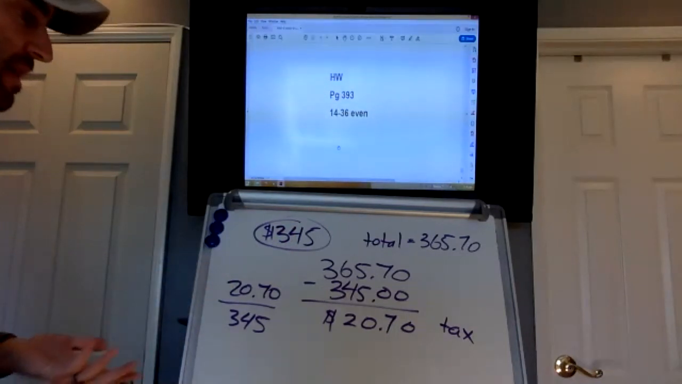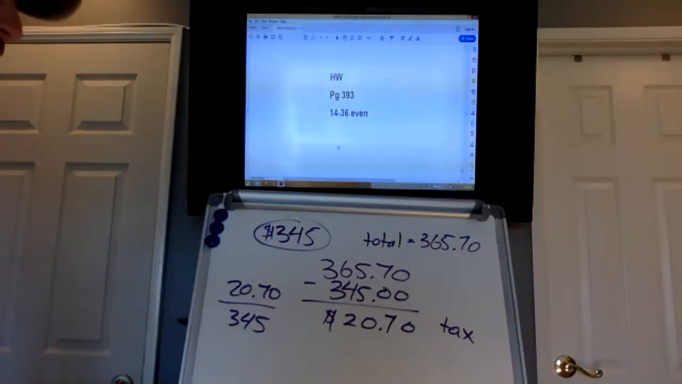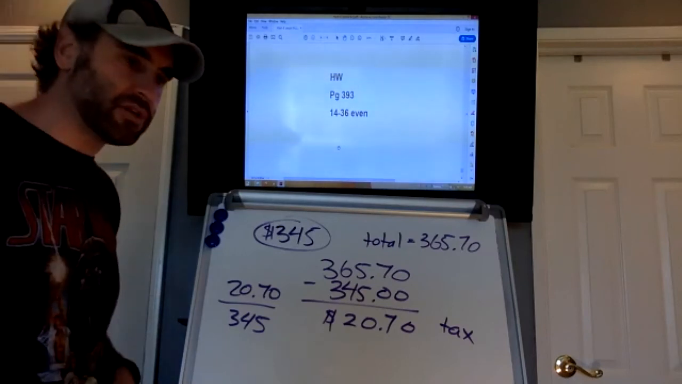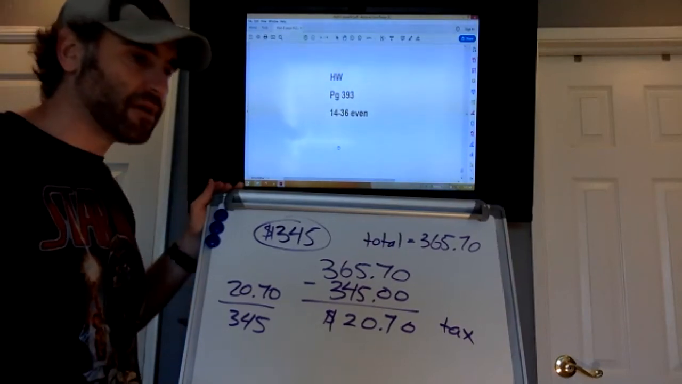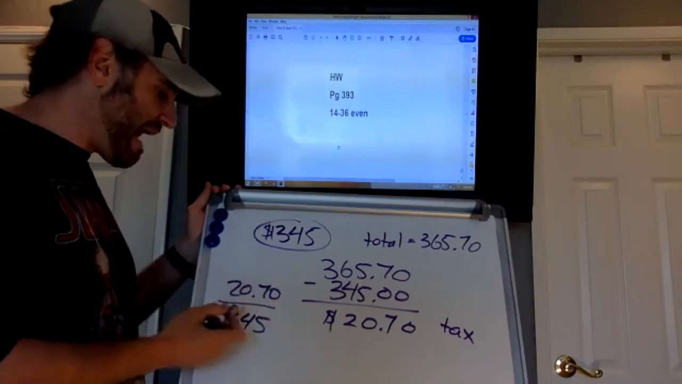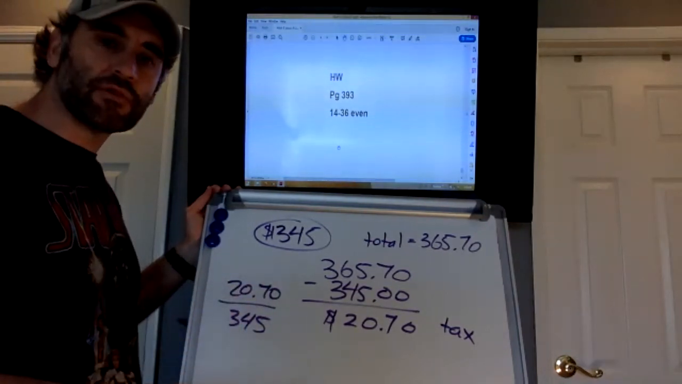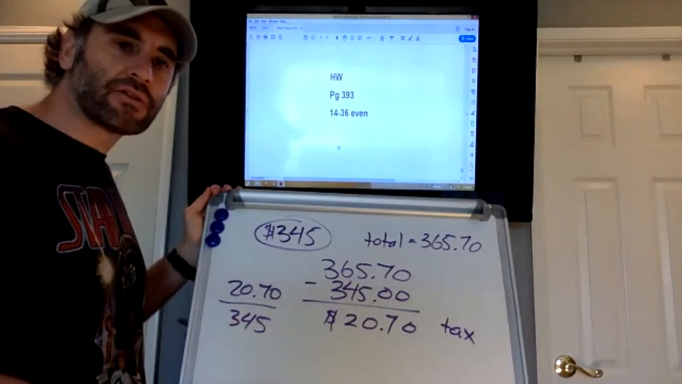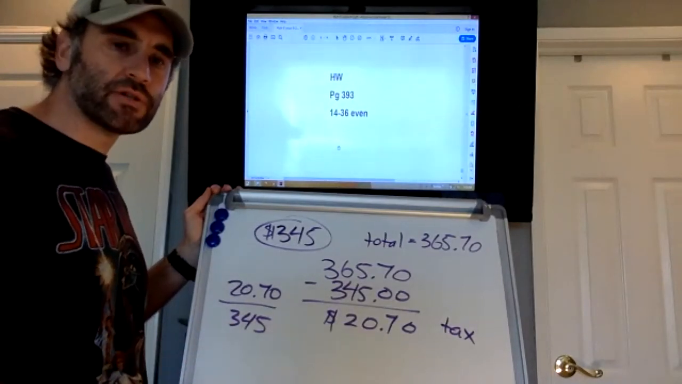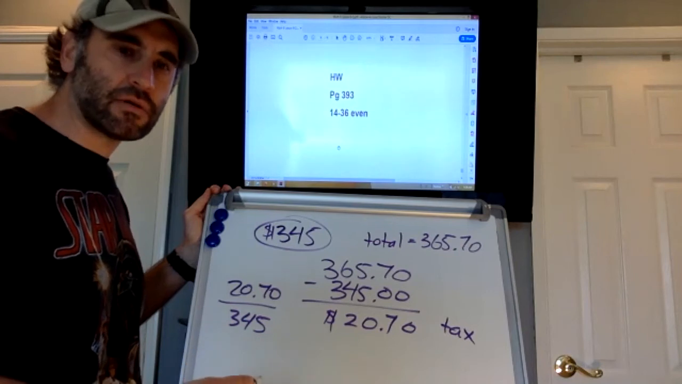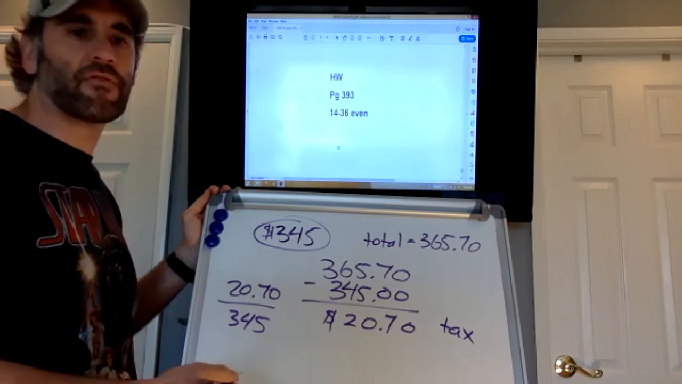But it's simply the formula for finding percent of tax, or increase or decrease, or discount, is the amount that you were taxed over the original, the amount of increase over the original, the amount of decrease over the original, the amount of discount over the original. It's the same for all of them.